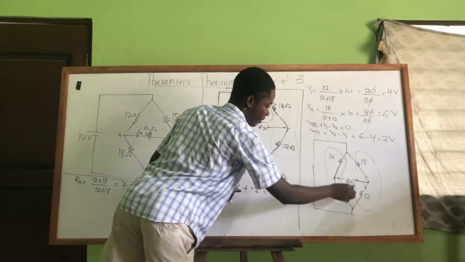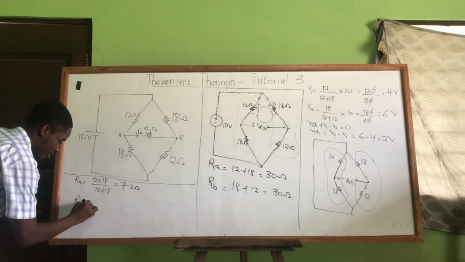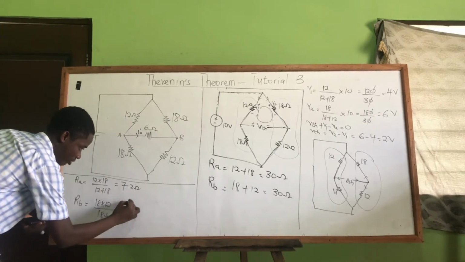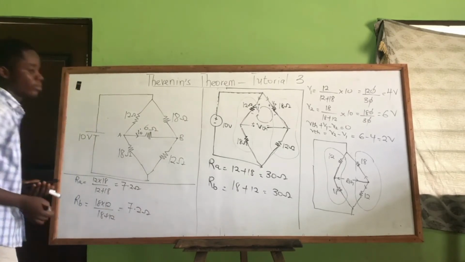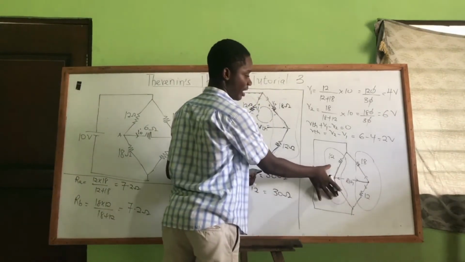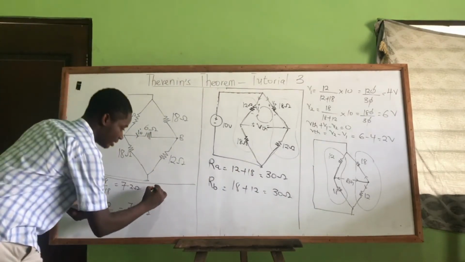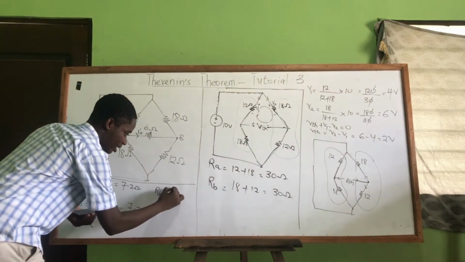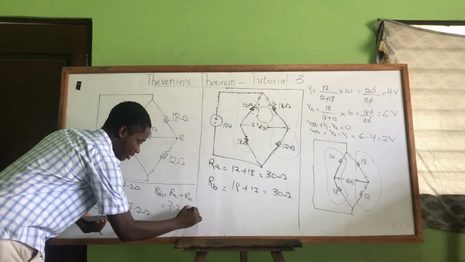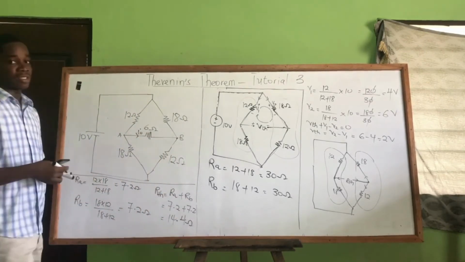Now, let's find the equivalent for this portion. So that's the 18 and the 12 in parallel. That one is RB. So 18 by 12 over 18 plus 12, and that one is also giving us 7.2 ohms. So we've analyzed that the equivalent here and the equivalent here will end up being in series. So it means my RTH is RA plus RB, which is 7.2 plus 7.2, and that is 14.4 ohms.